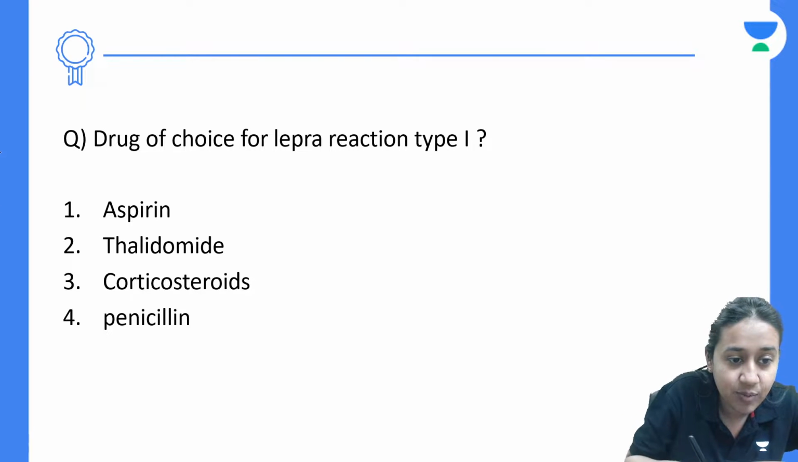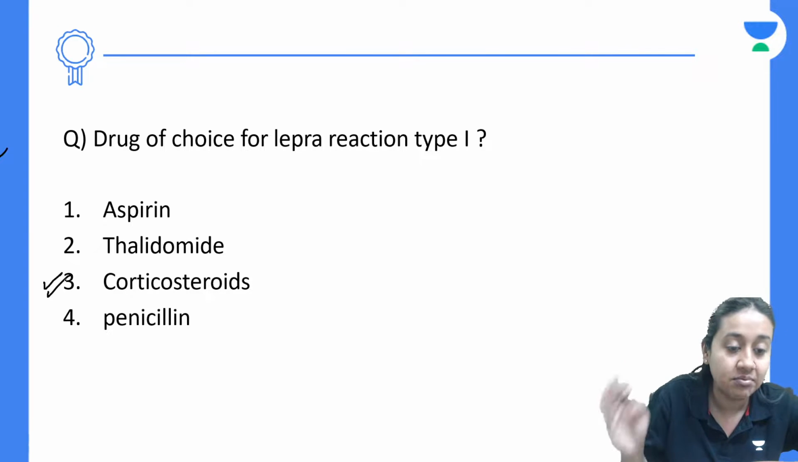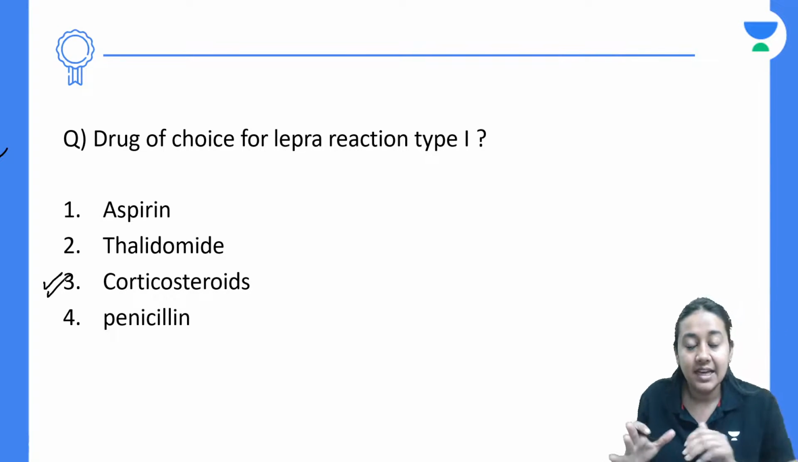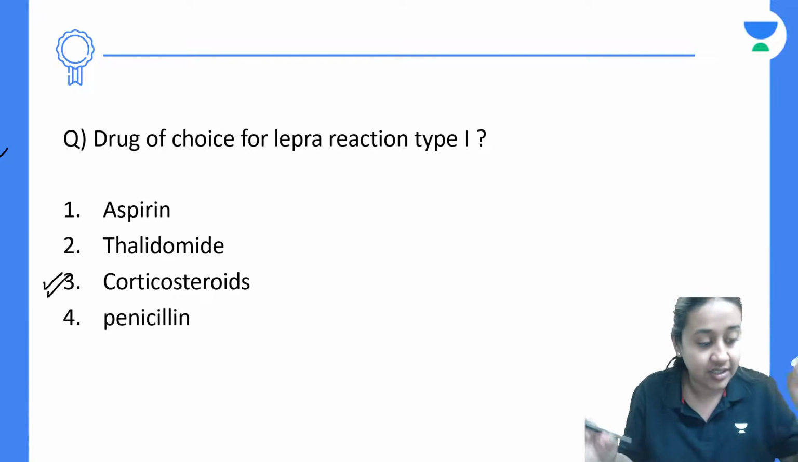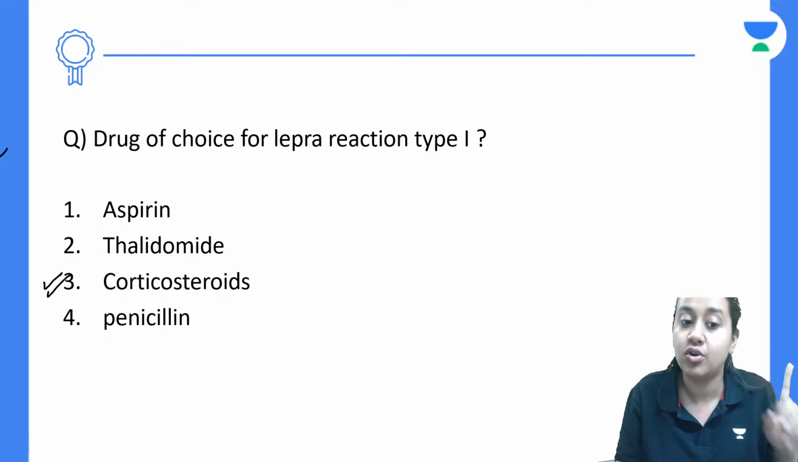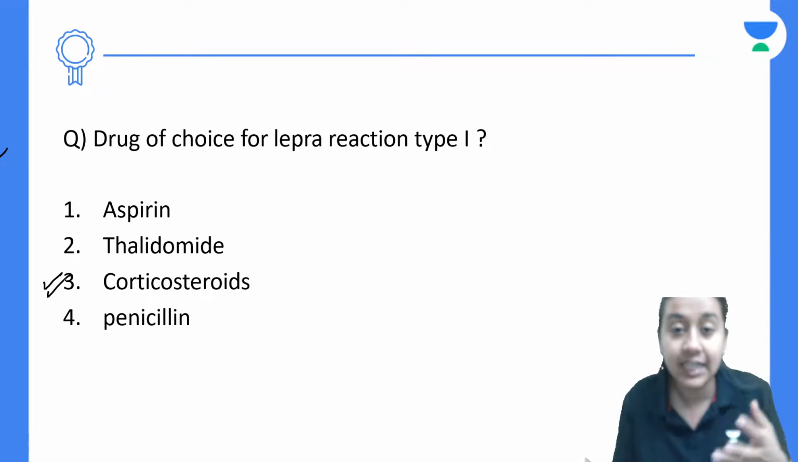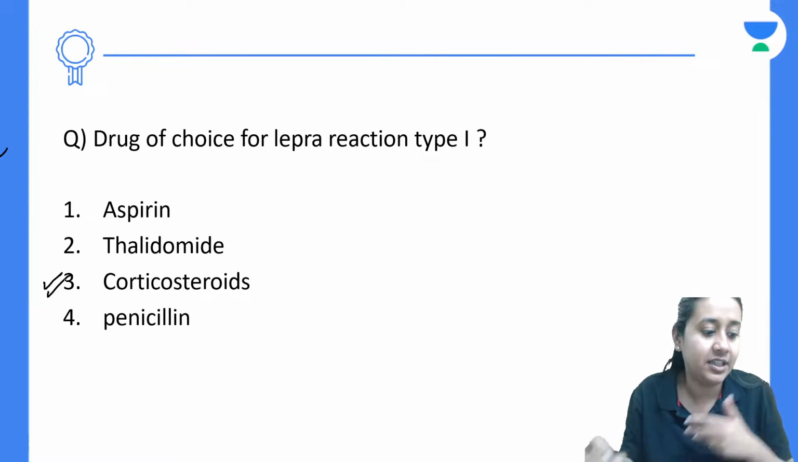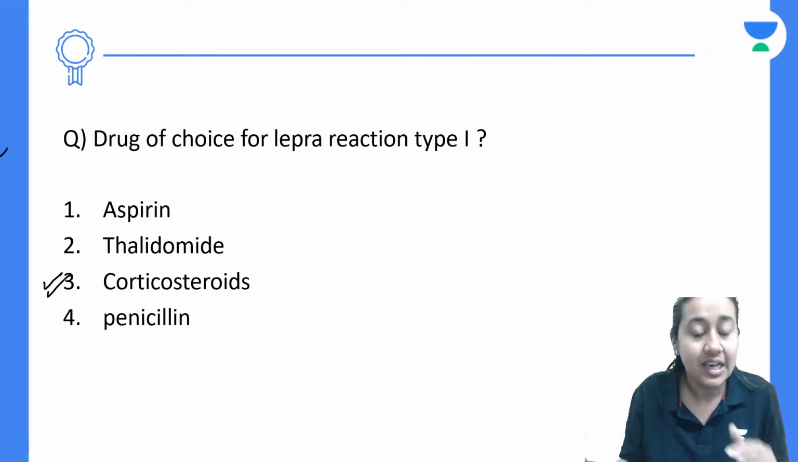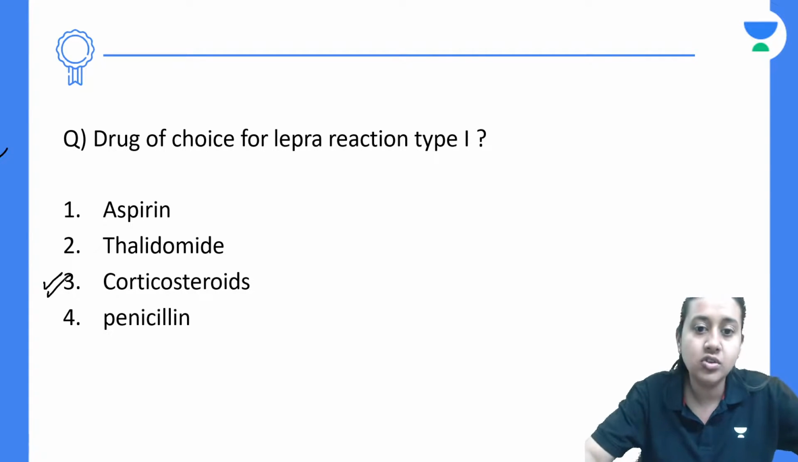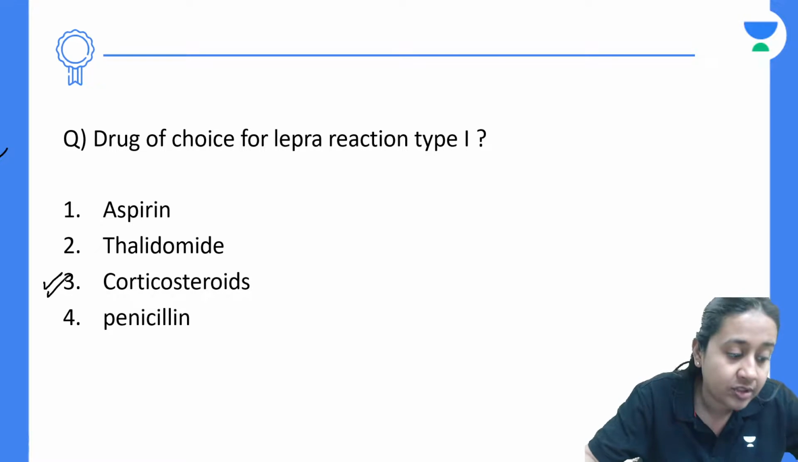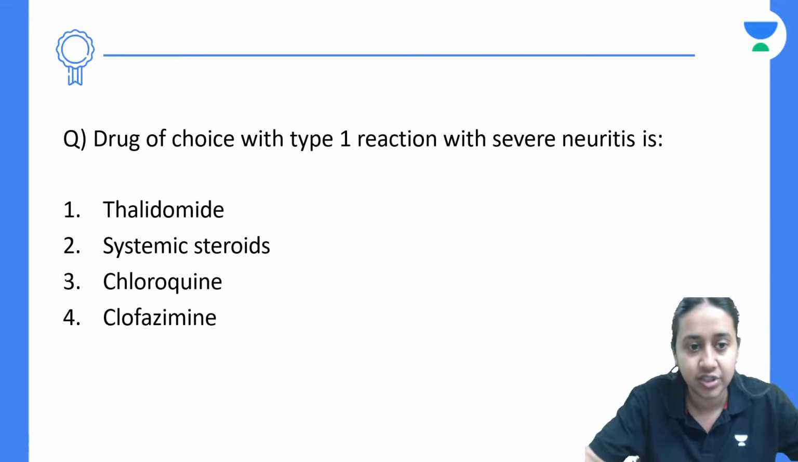Yes, please remember whether it is type 1 or type 2, the drug of choice always remains corticosteroids. Even though thalidomide is the most effective drug for type 2 lepra reaction, still the drug of choice remains corticosteroids because thalidomide has a lot of side effects. The important one is teratogenicity, and that is why we do not prefer giving that drug. So corticosteroid remains the drug of choice for both type 1 and type 2 lepra reaction.